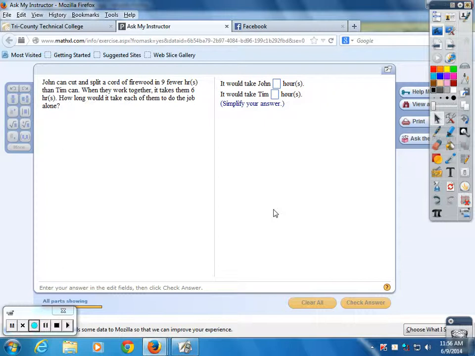John can split a cord of firewood in 9 fewer hours than Tim can. When they work together, it takes them 6 hours. How long will it take each of them to do the job? Take a second and set that one up. I think I did one of these on the video.